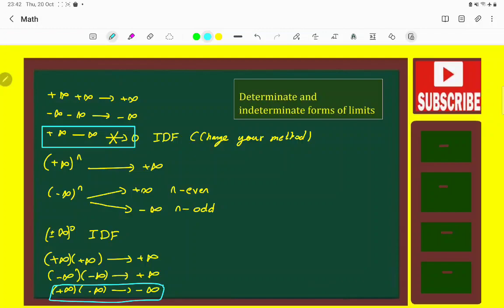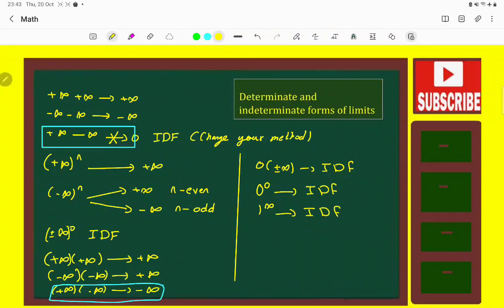More cases or scenarios that we might face is having 0 multiplied by infinity. So 0 times plus infinity or minus infinity, this is also considered as IDF. So we need to change our method to compute the limit. Also 0 power 0 is known as IDF case. 1 power infinity is also an IDF case. So basically whenever you have any of these IDF situations, this means that you need to try to solve this limit using a different method.